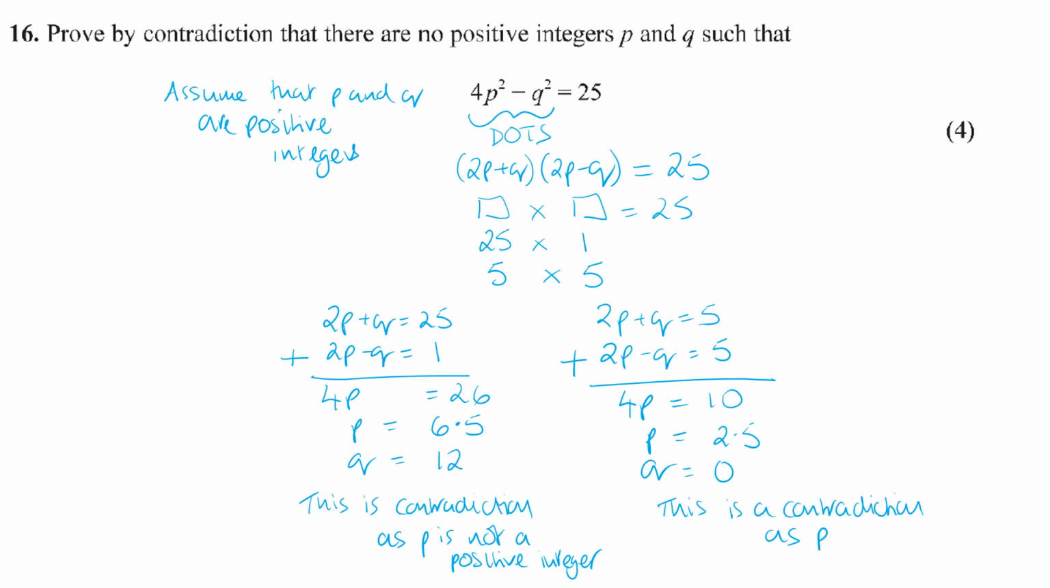As p and q are not positive integers, therefore we've got a contradiction overall. We haven't found a p and q that does work with our assumption, so therefore we have proved.